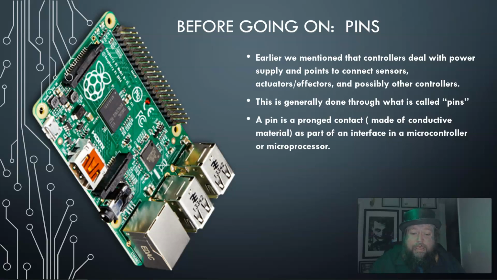So earlier, like I had mentioned, controllers deal with power supply and points where you can connect sensors, effectors, and actuators. The general terminology you're going to get for this, between microcontrollers and microprocessors, is pins. A pin is a physical connection point, generally providing some way to allow the connection of conductive material to other conductive material, like your wires or anything else you're dealing with.